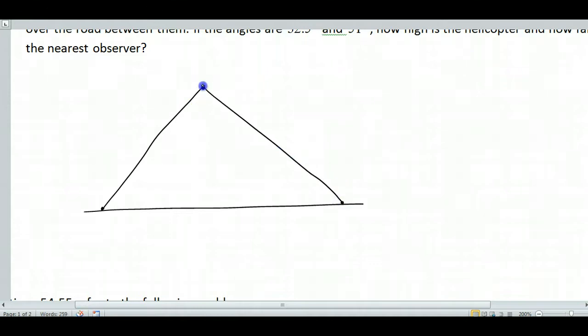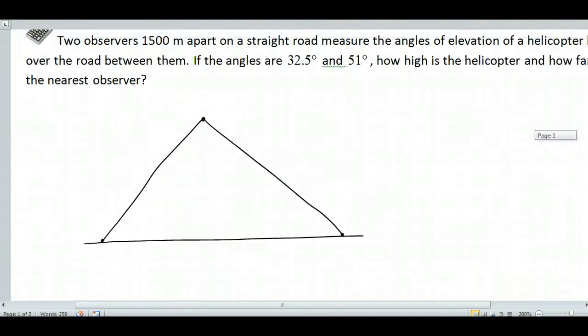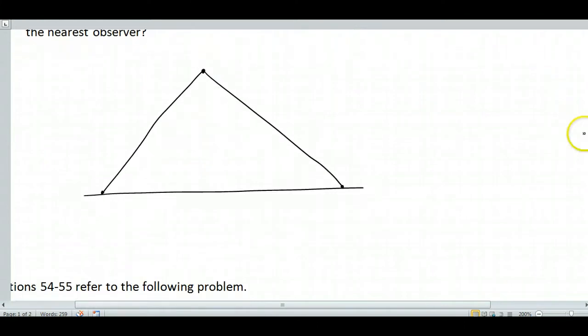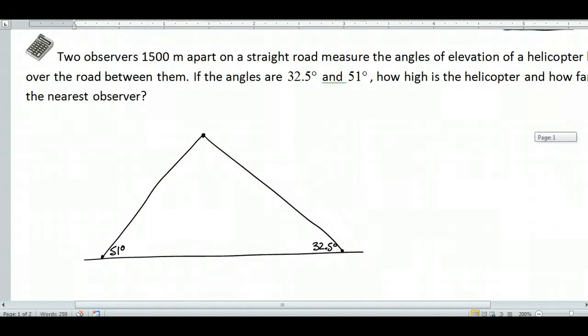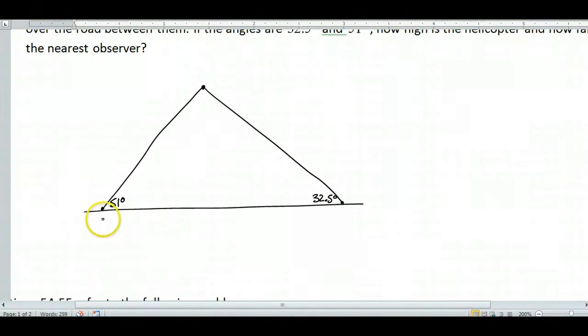Here we go. Okay, so the two angles are 32.5 and 51. So if I look at the figure, it looks like this should be the smallest one, 32.5. Of course, it's not drawn to scale, and 51. Also, the distance between the two observers is 1,500 meters. So that distance right here is 1,500 meters.